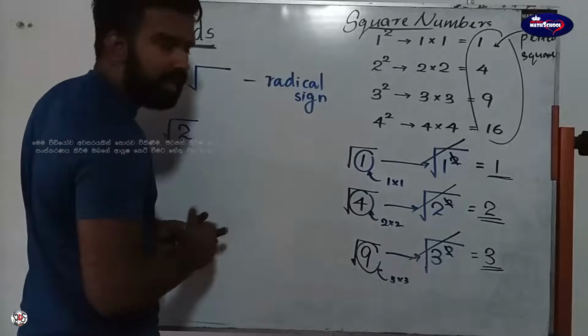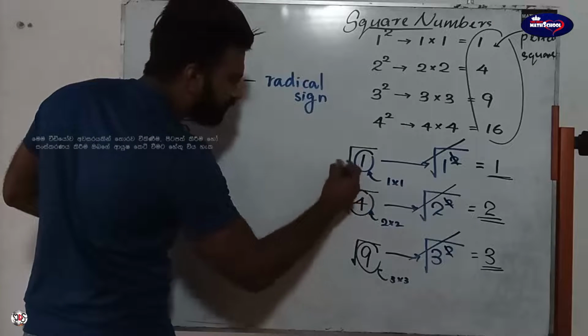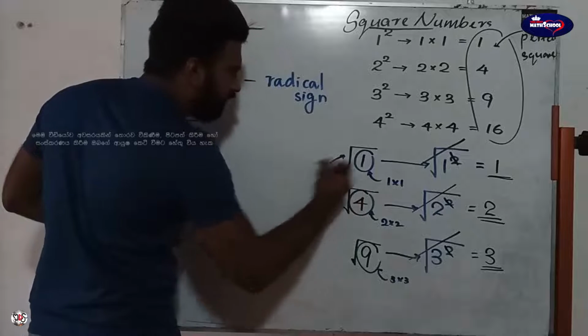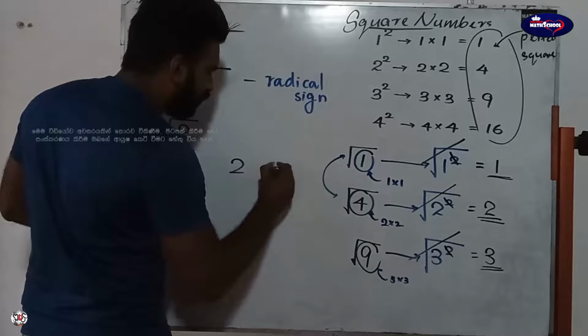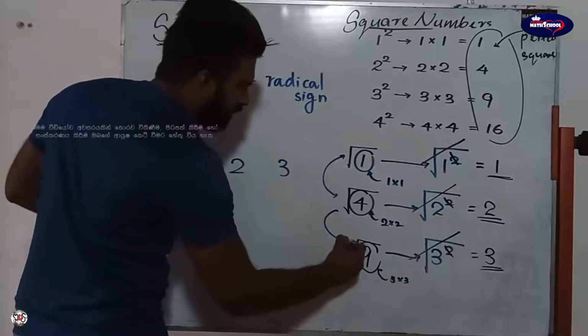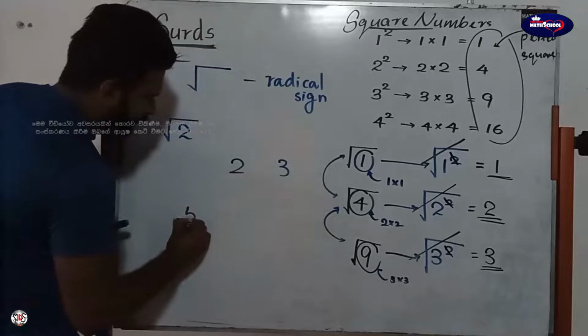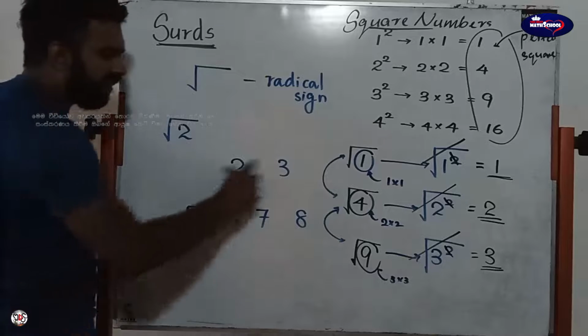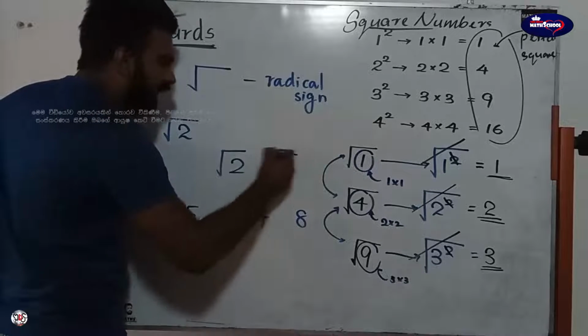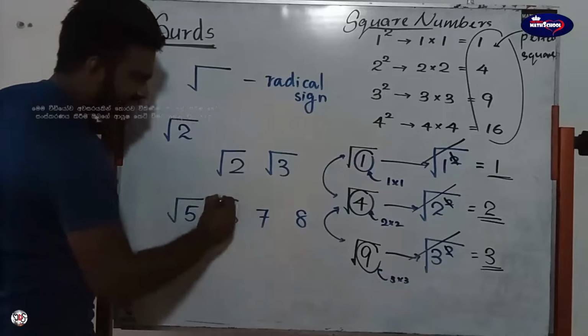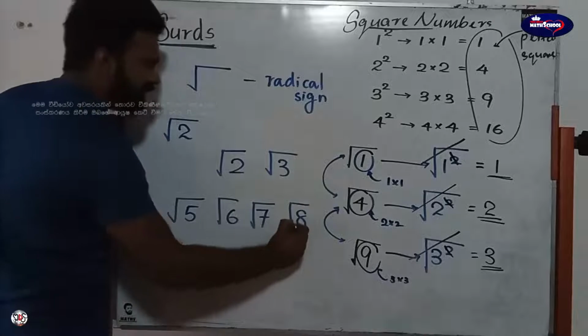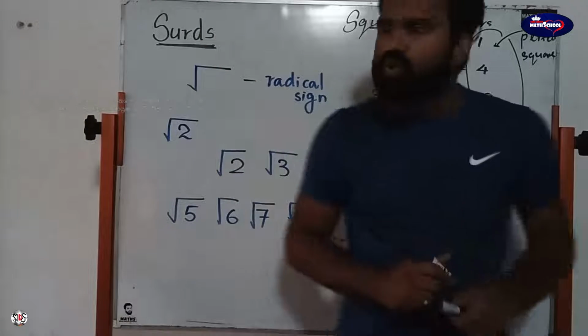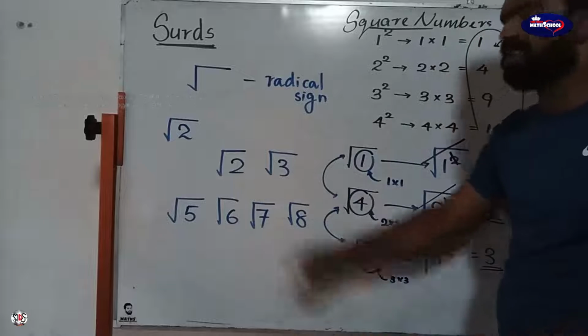But if you take the numbers between these two, between 1 and 4, that means 2 and 3, and between 4 and 9, that means 5, 6, 7, 8, if you take the square roots of all these numbers, do you know how 2 has been created?